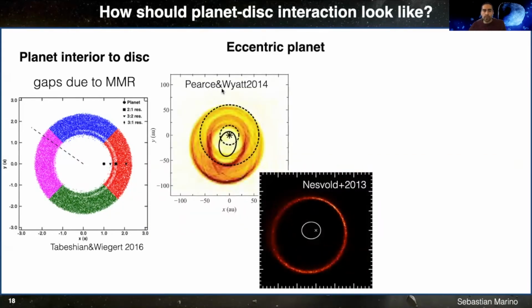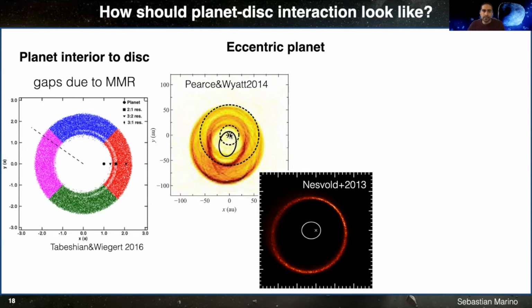Also explored by Pierce and Wyatt, they thought about how a disk would look if it was interacting with a planet on an eccentric orbit. So this is basically very similar to the case of Planet 9. And the answer is that, as I told you before, the orbits of those particles interacting with this planet will be forced to high eccentricity orbits, and the direction of those orbits will be forced towards a specific direction that is aligned with the orbit of the planet.